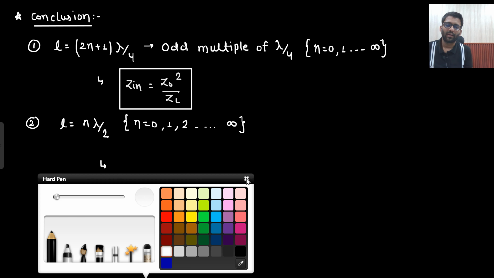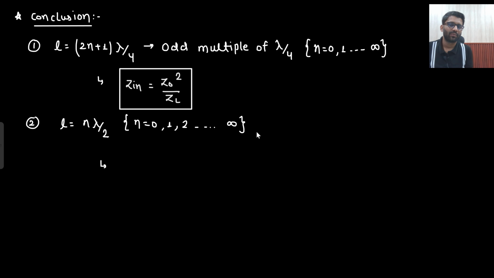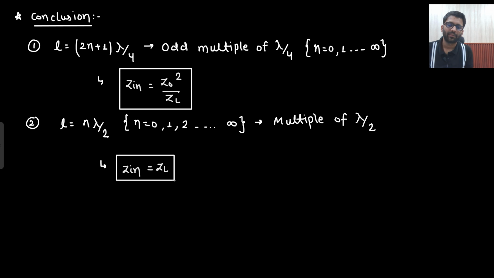Okay. And if it is any multiple of lambda by 2, what can I say? Simply multiple of lambda by 2, then Zin is equal to the same, whatever is there at the load. Is that clear to you? Okay. So this is the conclusion. That's it. And what else we need to remember?